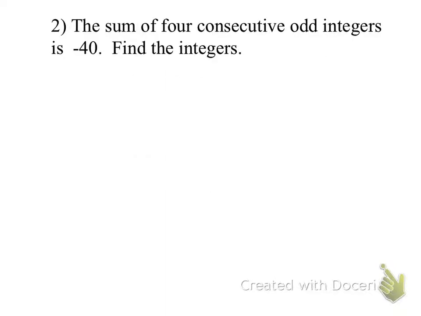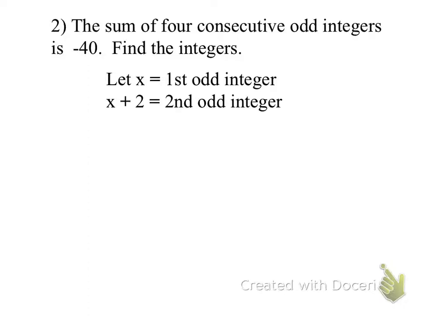Right. The sum of 4 consecutive odd integers. How am I going to name them? People I haven't heard from. What are we calling the first integer? Aaron? X. Elton, what would the second odd integer be? X plus 2. Yep. The third odd, Leah? X plus 4. Harrison, they want 4 consecutive. What would be the fourth odd integer?